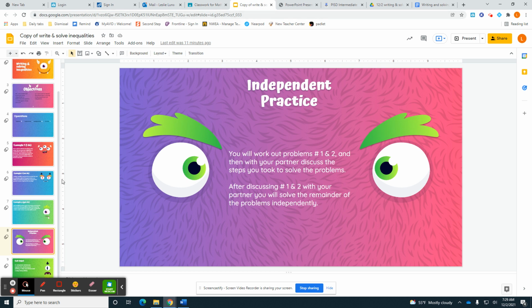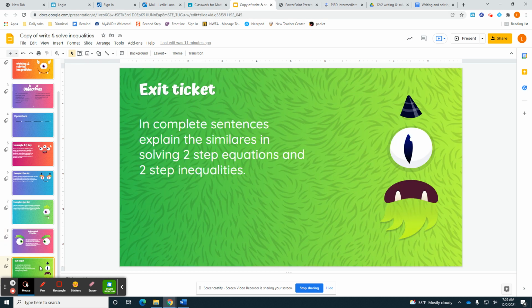Okay, guys, once you're done with your independent practice, go ahead and complete your exit ticket. Also do it on the back of your notes.